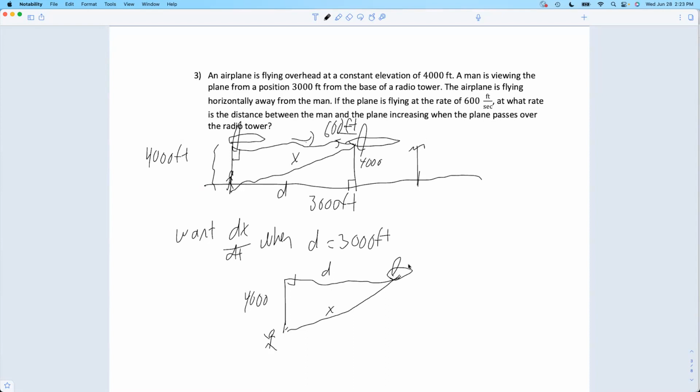Now, there are actually 3 different ways to solve this problem using related rates. I'm going to do what I think is the middle way first. Then I'm going to show you a shortcut. Then I'm going to show you a super shortcut that actually doesn't involve related rates at all. We just take a derivative.